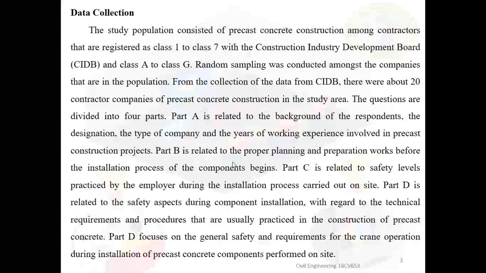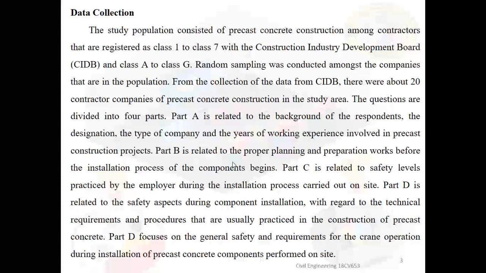The questions are divided into 4 parts. Part A is related to the background of the respondents: the designation, type of company, and years of work experience involved in precast construction projects. Part B is related to proper planning and preparation works before the installation process of the components begins. Part C is related to the safety levels practiced by the employer during the installation process carried out on site. Part D is related to the safety aspect during component installation with regard to the technical requirements and procedures usually practiced in construction of precast concrete.